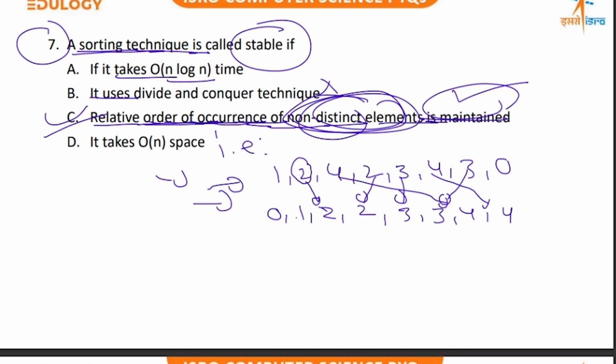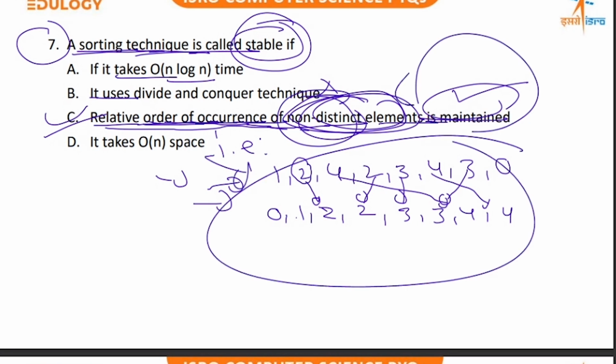This is the rule on the basis of which we can say our technique is stable. A sorting technique is called stable when it maintains the relative order of occurrence of non-distinct elements. This is what they are saying in this option. So option C is your correct answer.